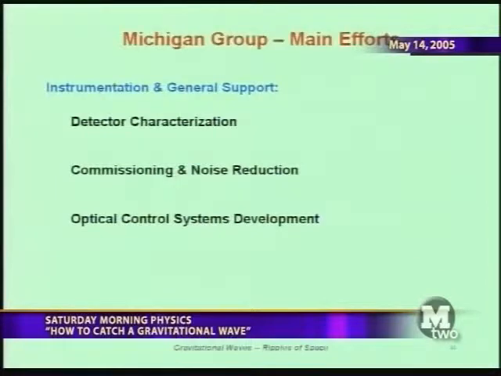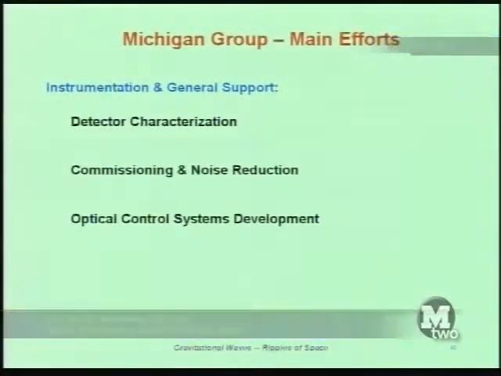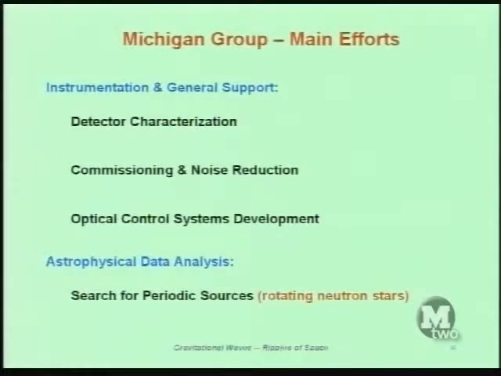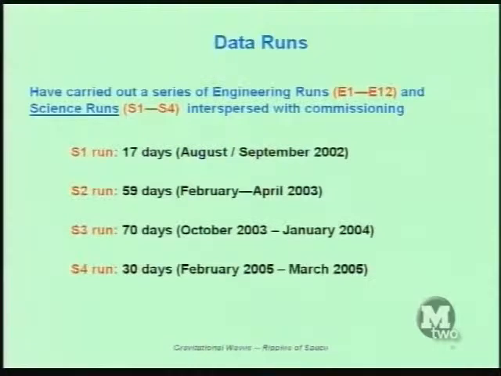Okay, the things that we work on are in 2 categories. We have instrumentation and general support. We work on detector characterization, commissioning and noise reduction, and optical control systems development. But what I want to tell you about today is our work on astrophysical data analysis. We search for periodic sources, namely pulsars. I'll come back to that in a moment, rotating neutron stars.